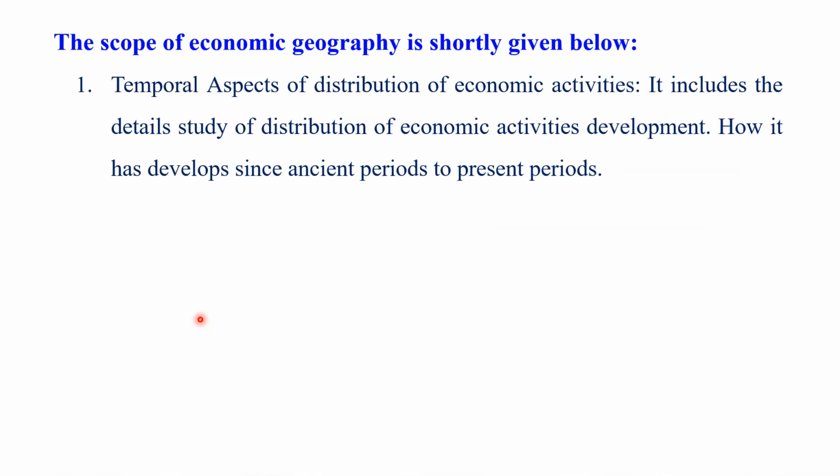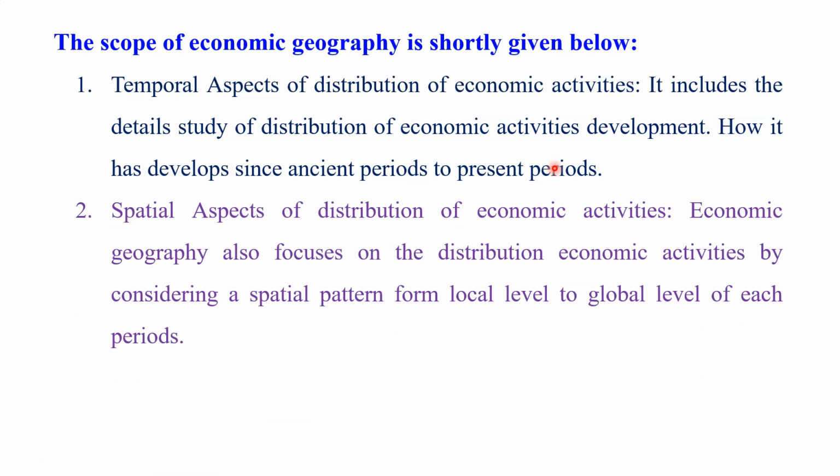The first point is the temporal aspect of distribution of economic activities. It includes the detailed study of how the distribution of human activity has developed from the ancient period to the present period, which we discuss in the study of economic geography. That is a very important first point. And the second point is the spatial aspect of distribution of economic activity.